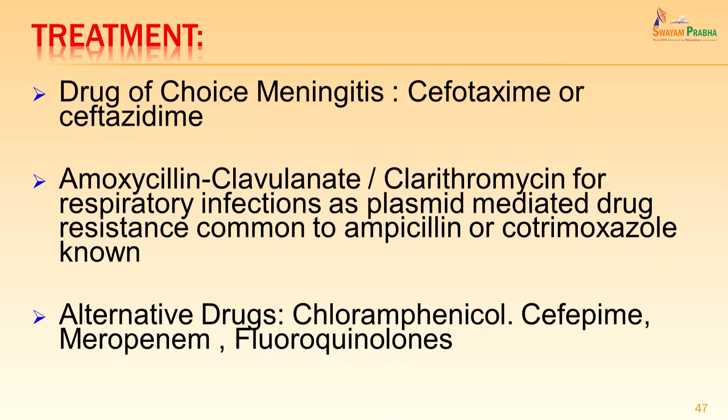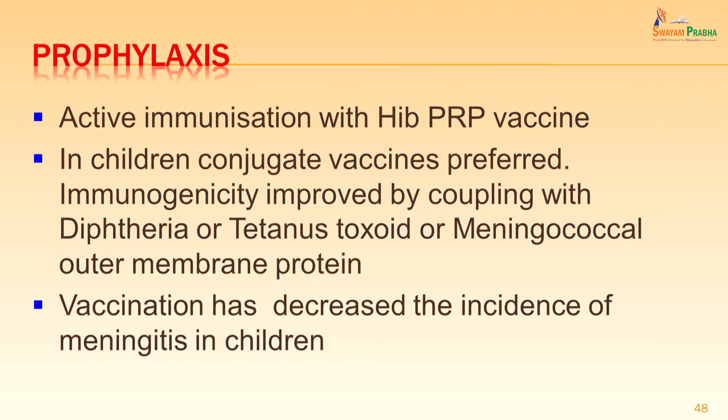Alternative drugs may be used if sensitivity is not present to the above two, which could be chloramphenicol, cefepime, meropenem or the fluoroquinolones. Now prophylaxis is available. Vaccines are available against H. influenzae. Active immunization is done with the HIB PRP vaccine. In children, conjugate vaccines are preferred. Immunogenicity can be improved by coupling them with diphtheria or tetanus toxoid or even the meningococcal outer membrane protein.